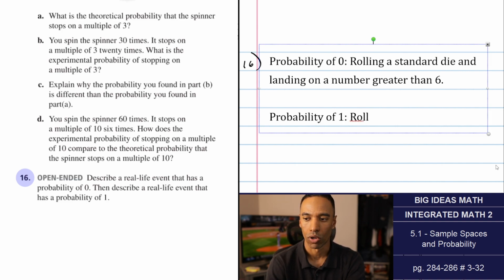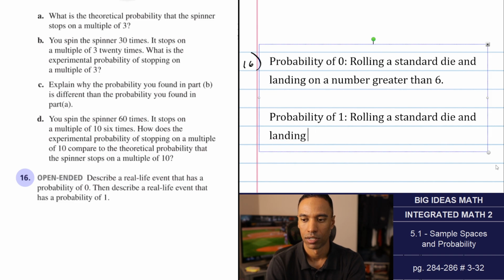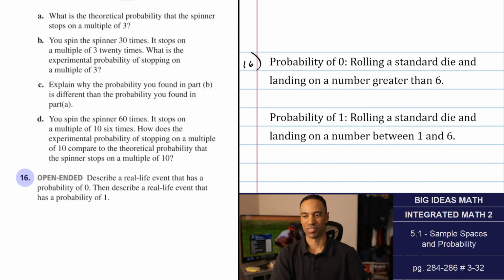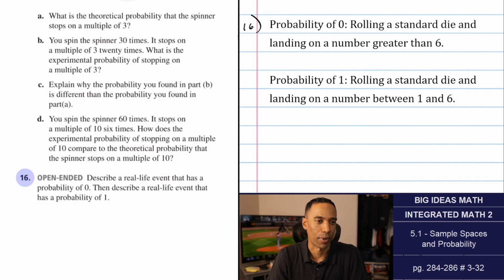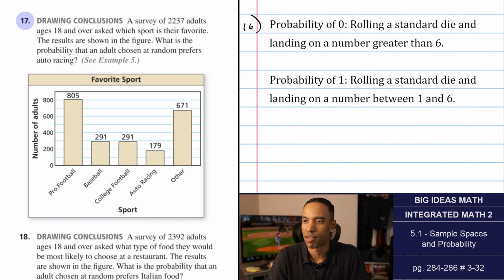Probability of 1: rolling a standard die and landing on a number between 1 and 6. It's always going to happen. It was open-ended, so I just made that one up. Okay, anyway, let's keep moving. Number 17. Drawing conclusions.